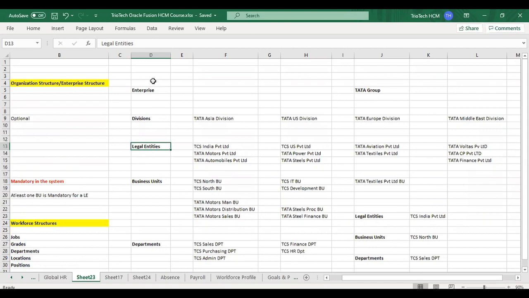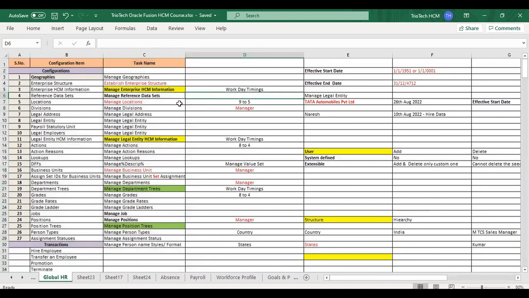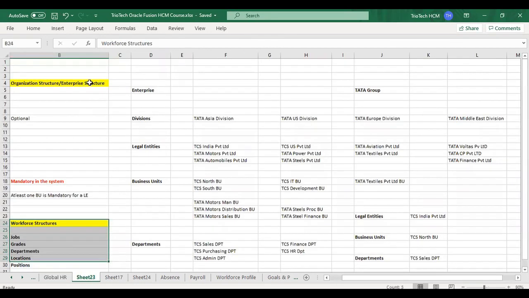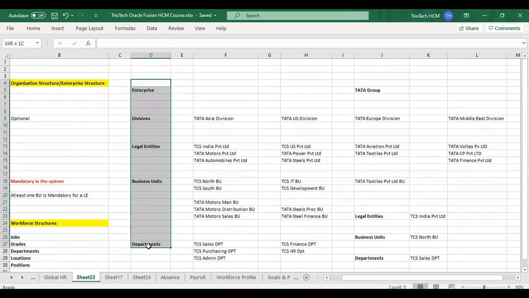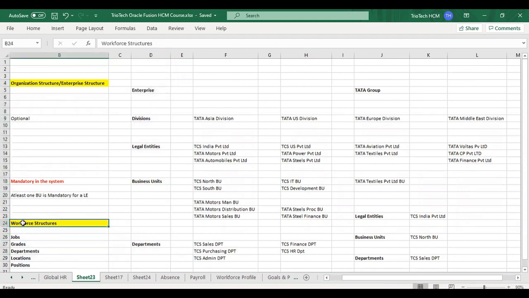In the entire core HR module, we are going to configure organization structure and work structures, team. If you go to core HR, you can see here enterprise, locations, divisions, legal entity, business unit, departments, grades, jobs, positions, done. This is what the entire core HR module is related to. We are going to define two structures: the organization structure, all this information, okay, and then we have to define all the workforce structures, team.